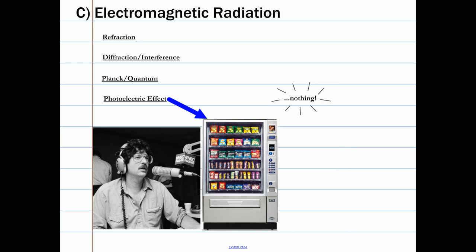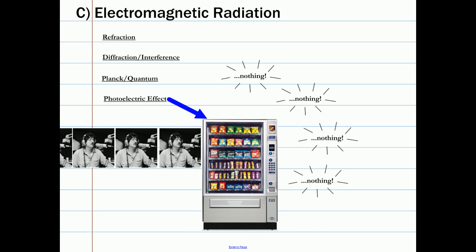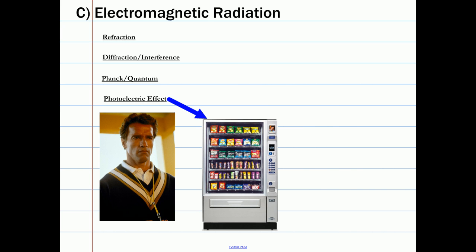Alright, so let's dial up the intensity. Let's get more radio jockeys hitting this vending machine per second. What happens then? More of nothing. These radio jockeys don't have enough energy to get stuff done. Might be all that time they spend at their desks. So let's step it up a bit.